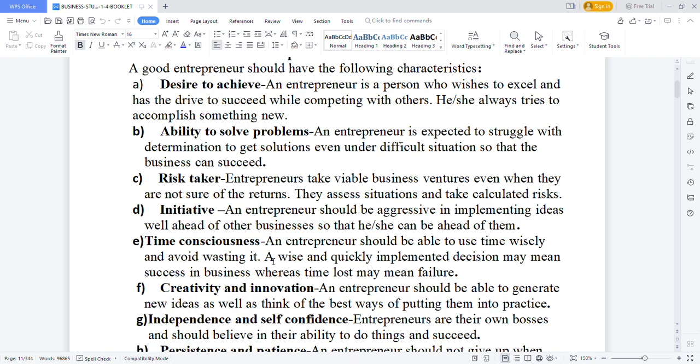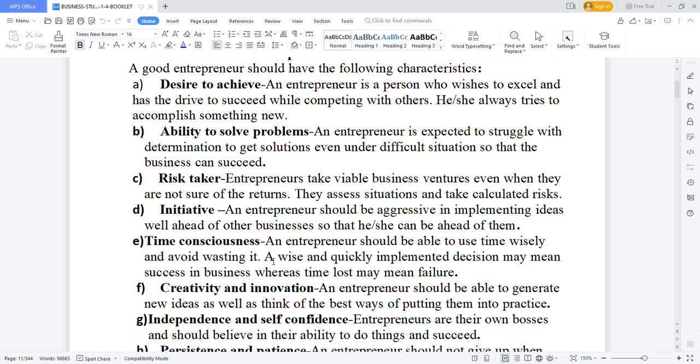The next one is ability to solve problems. An entrepreneur is expected to struggle with determination to get solutions, even under difficult situations, so that the business can succeed.